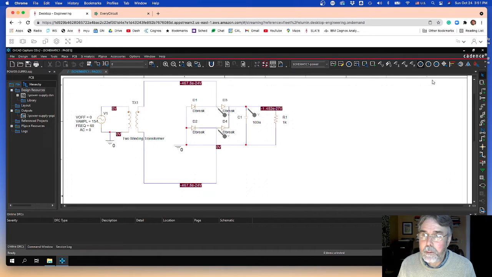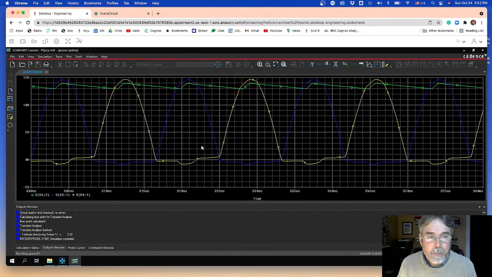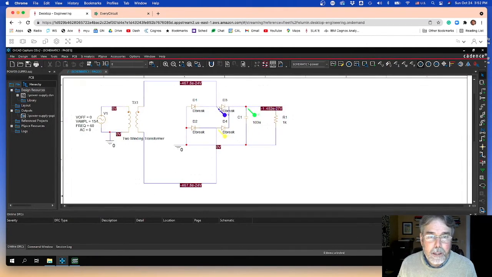And if I run this, here we go. There you have it. So let's go back and look for a second at where we had the probes. I had one probe at one end of the transformer coil. I had the other probe at the other end of the transformer coil. And you'll notice that at different parts of the cycle, that probe is either going to be a voltage above the high voltage on the capacitor or some voltage below ground.